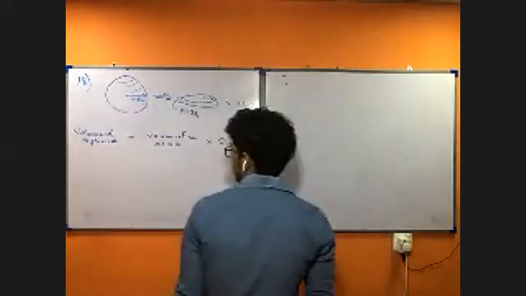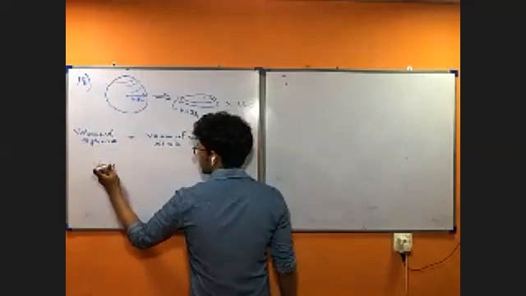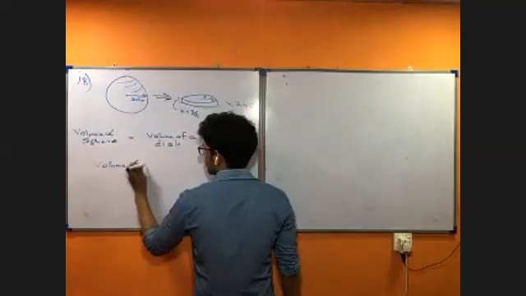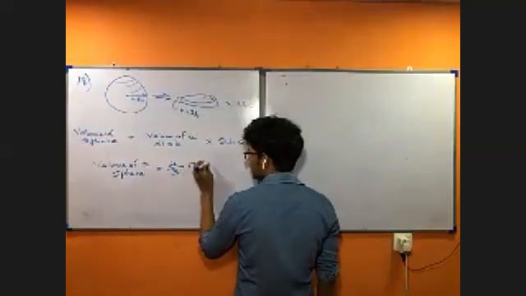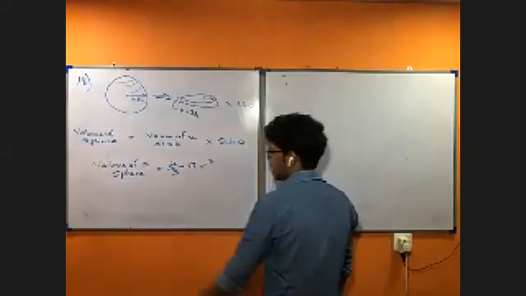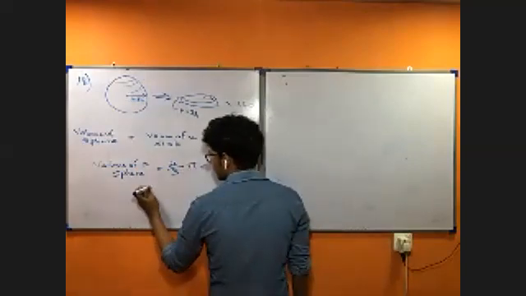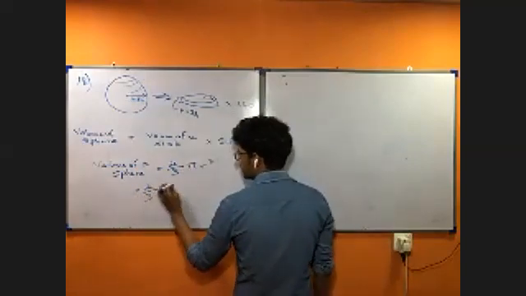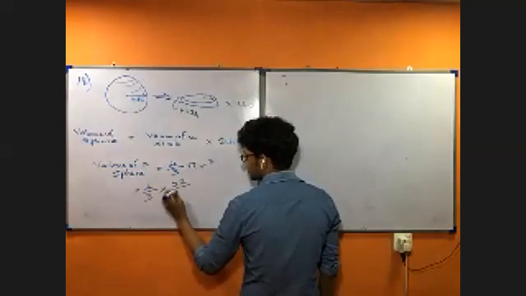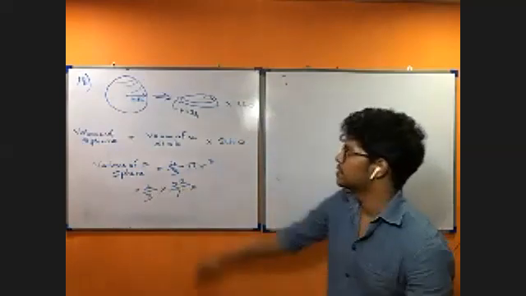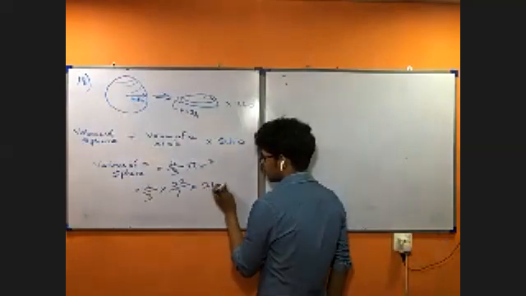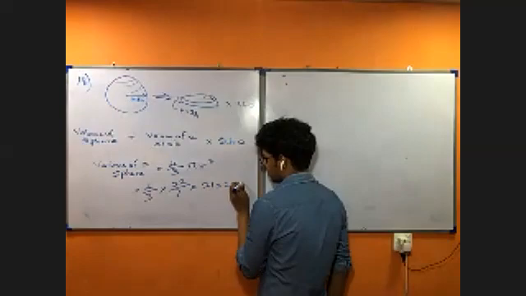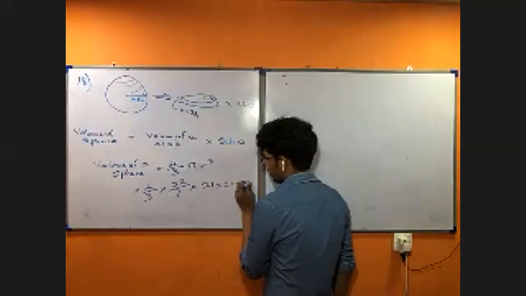So let me first find volume of a sphere. You know that is going to be 4 over 3 pi r cube. So that is going to give me 4/3 into 22 divided by 7 multiplied by r cube. The radius is 21. So 21 cube, 21 into 21 into 21.